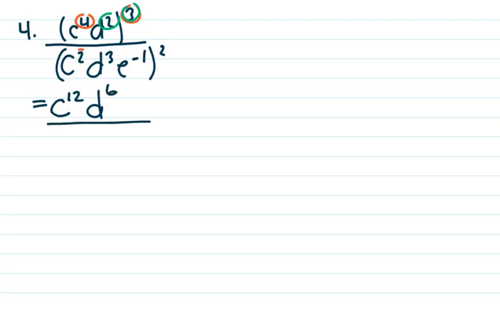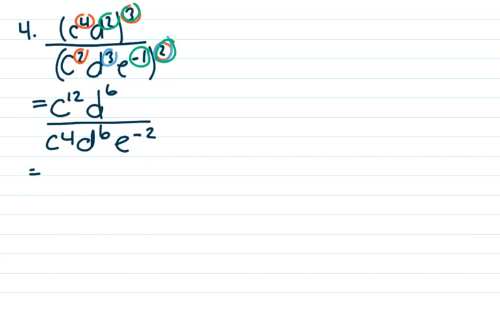divided by c to the power of 2 times 2 is c to the power of 4, times d to the power of 3 times 2, which is d to the power of 6, times e to the power of negative 1 times 2, which is negative 2.